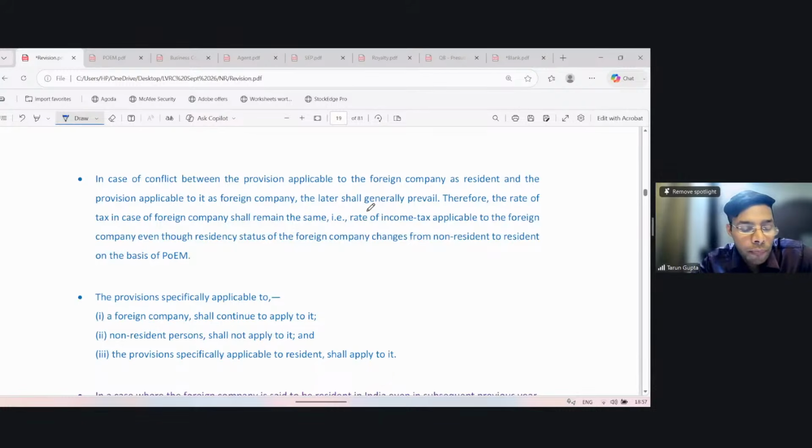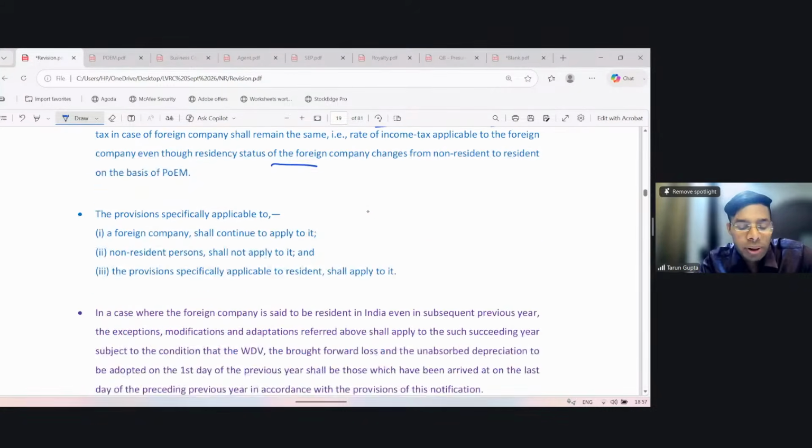I would say in case of conflict between the provision applicable to a foreign company as resident and the provision applicable to it as a foreign company, the latter shall generally prevail. Therefore, the rate of tax in case of a foreign company shall remain the same, that is, the rate of income tax applicable to a foreign company, even though the residency status of the foreign company changes from NR to R. The provision specifically applicable to a foreign company shall continue to apply to it. The provision applicable to non-resident persons shall not apply to it, and the provision specifically applicable to residents shall apply to it.